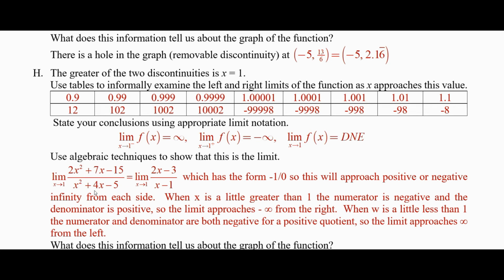We also know that if we reduce the fraction and we put in x is 1 here, we get a form of a constant over 0. So we know that that's going to approach positive or negative infinity from each side. A little bit of investigation shows that it has to be negative infinity from the right side and positive infinity from the left. That tells us we're going to have a vertical asymptote, from both sides, and that vertical asymptote is the line x equals 1.